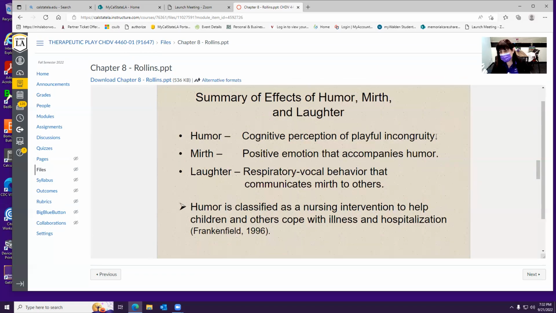Mirth is the positive emotion that accompanies humor. That positive emotion, that laughter. So when we exert that emotion, we take a deep breath in, and then we laugh and we vocalize our joy. And then laughter is the respiratory vocal behavior that communicates mirth to others.